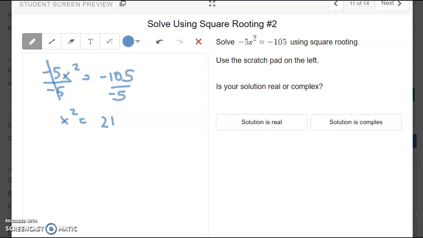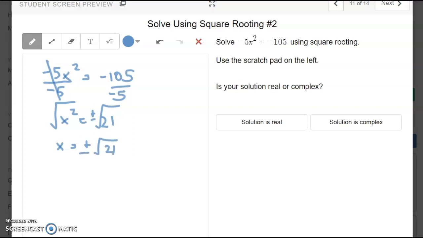So from here you take a square root of both sides, and when you do that with a variable, you need to put plus or minus. You're left with x is equal to plus or minus square root of 21. Does square root of 21 have any perfect square factors? Is it divisible by 4? By 9? By 16? No, so it does not. That means it is just going to be plus or minus square root of 21.